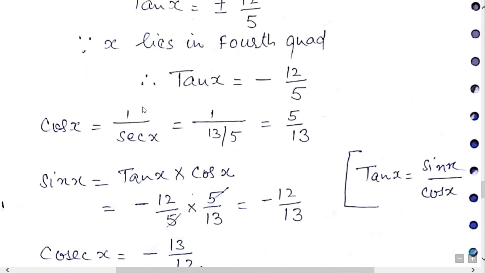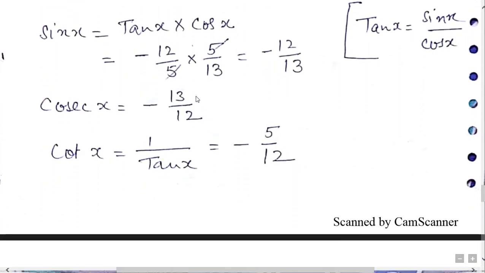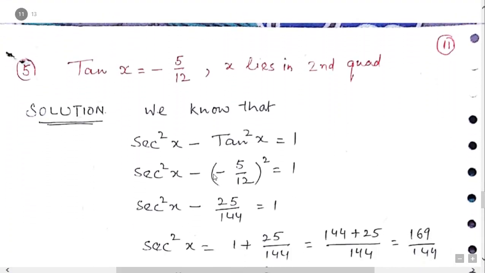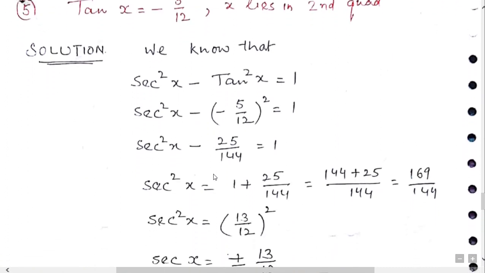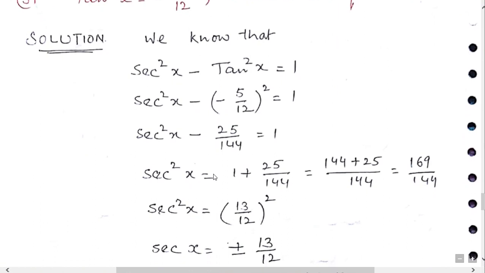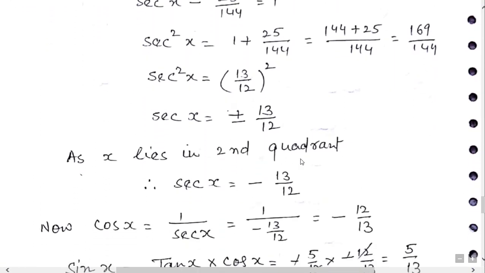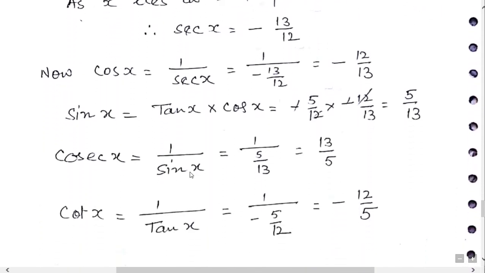Now cos x and the other ratios: cos is 1 over secant, and sine can be written as tan into cos. Cosecant can be written as 1 over sine, and cot can be written as 1 over tan. Similar is the case with question number 5. In the first step, calculate the value of secant. As the angle lies in the second quadrant, it means secant is negative. Then calculate the other ratios.